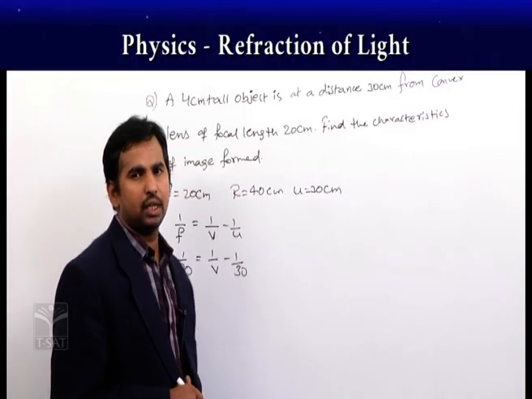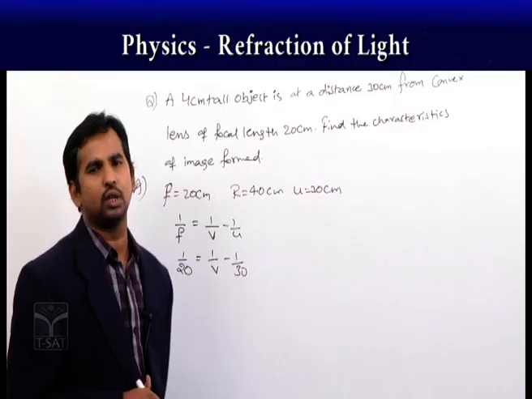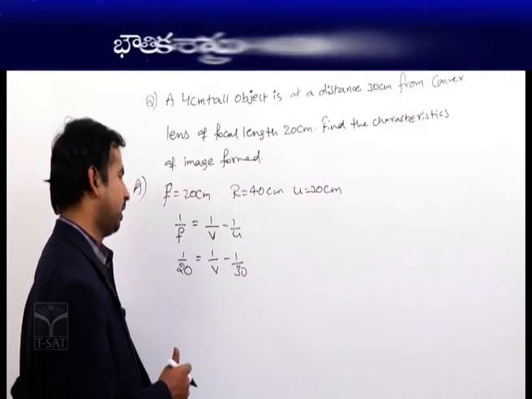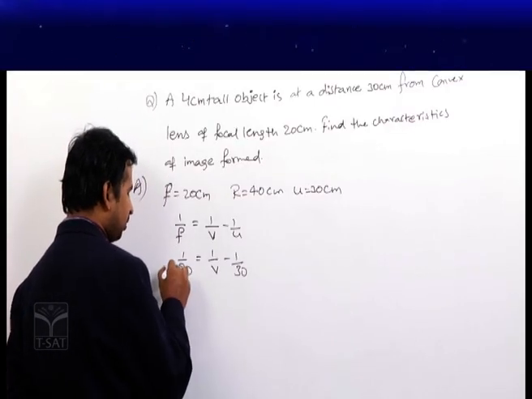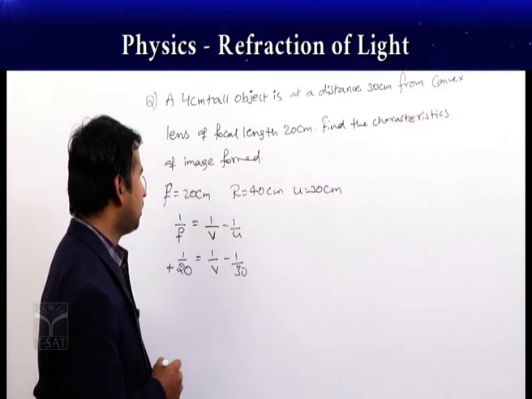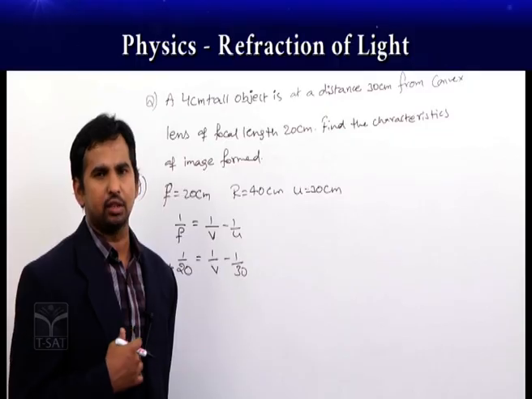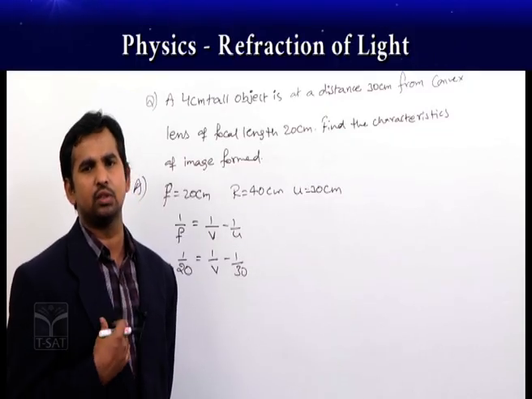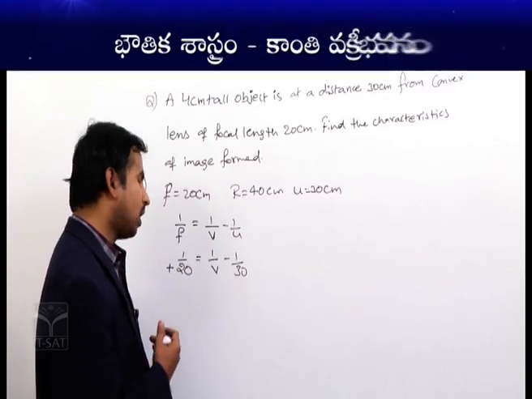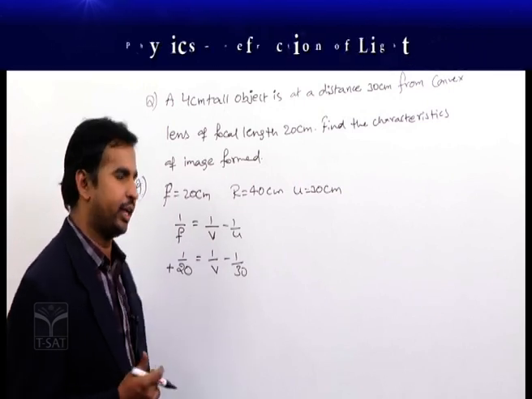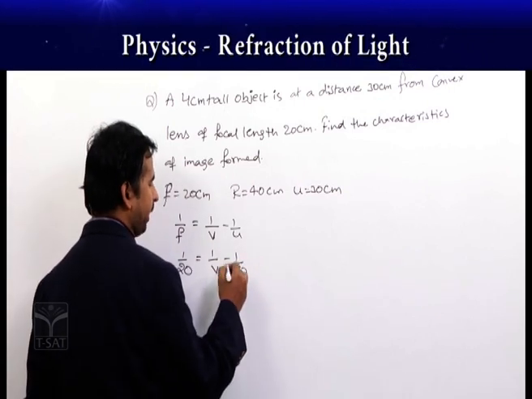If it is a converging lens, a convex lens, the focal length should be taken as positive. Whereas the object distance: as the object is placed before the lens and the distance is measured against the incident light rays, we have to take the object distance as negative, that is, minus 30.